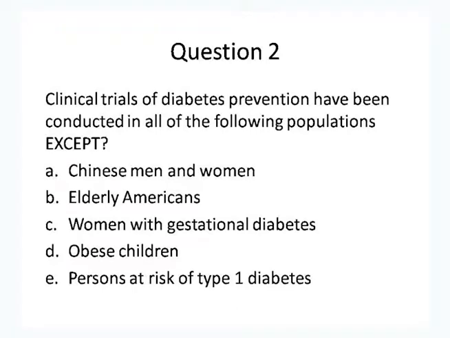All right, question 2. Clinical trials of diabetes prevention have been conducted in all of the following populations except. And here you have: Chinese men and women, elderly Americans, women with gestational diabetes, obese children, or persons at risk of type 1 diabetes.